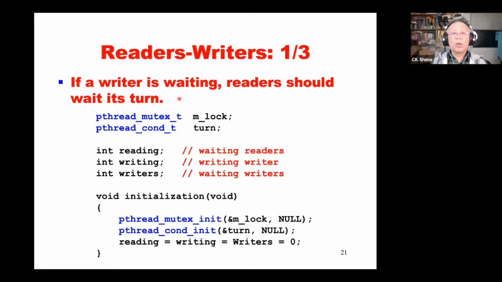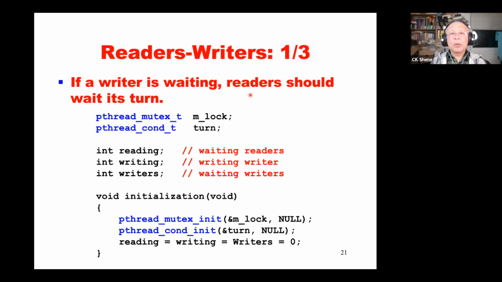Not the condition variable. We want to add the condition to the original readers and writer statement. We want to enforce this: if a writer is waiting to write. The reason for a writer to wait is because either there are readers reading or there is a writer writing. If there is a writer waiting, then readers should wait their turn.